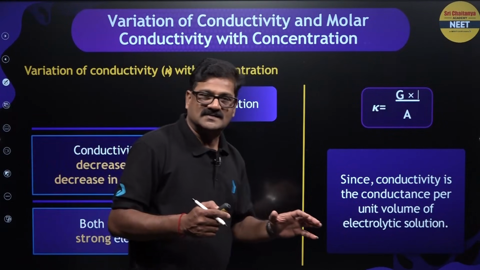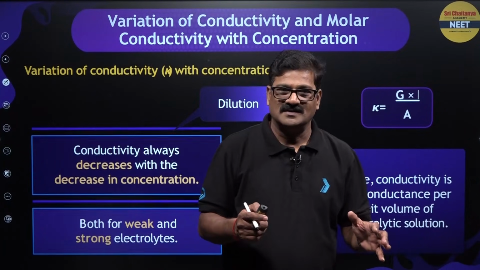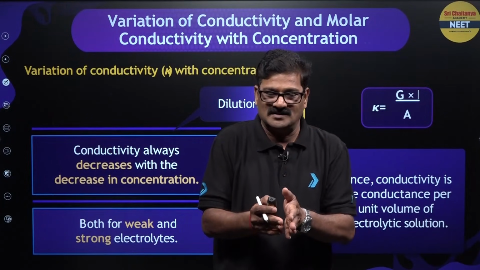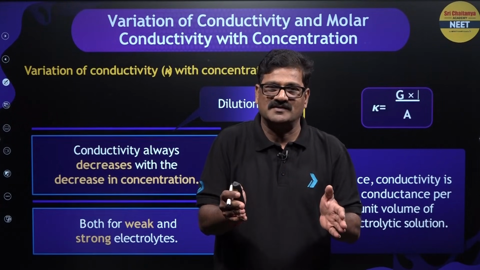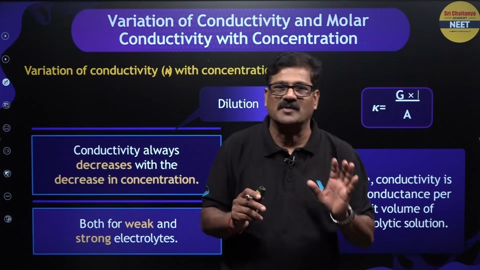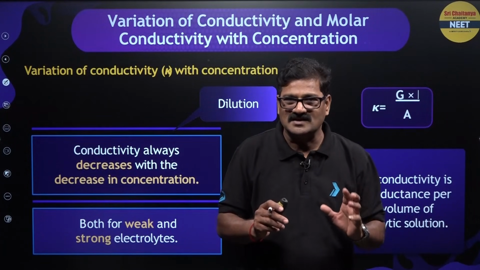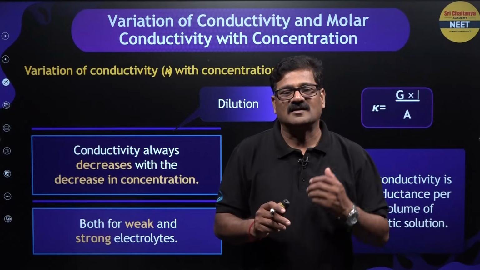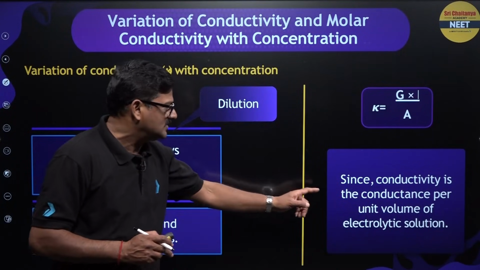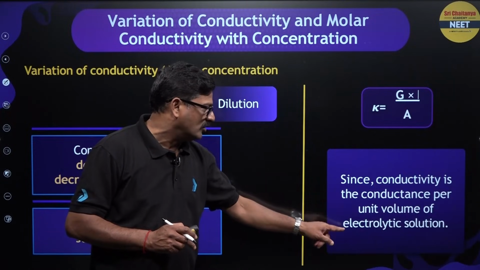So as the specific conductance, when you add water or a solvent, you are going to see a dilution. So the distance between ion to ion increases, so that 1 centimeter cube में number of ions कम आ जाएगा. So as a result, number of ions are less and the conductance provided by this is going to be decreased. So conductivity is the conductance per unit volume.